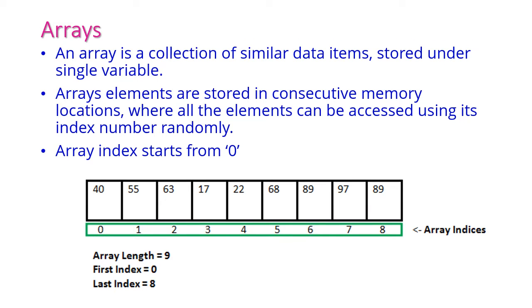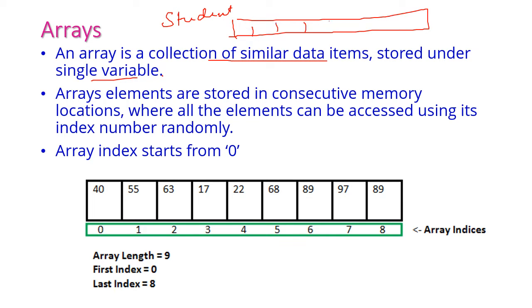Arrays. Array is the collection of similar data items stored under a single variable. For example, a student array is there. Under this student array, all the student names will be stored. So in this place, we can store the name of a student. All the names of students will be stored under a common name, student. So, collection of similar data items stored under a single variable is called an array.